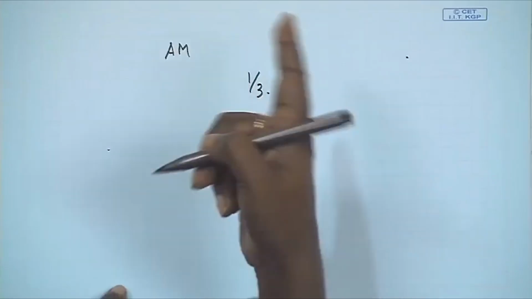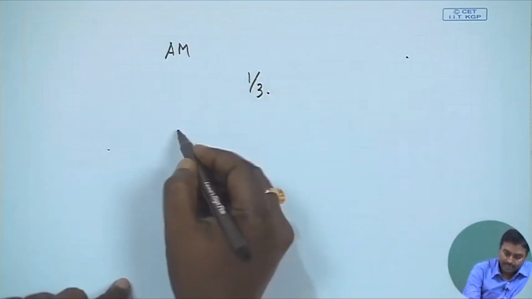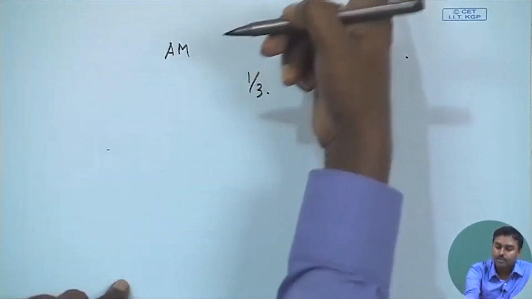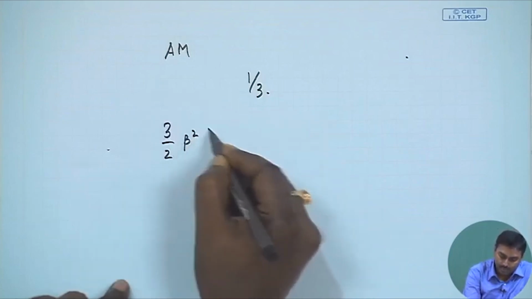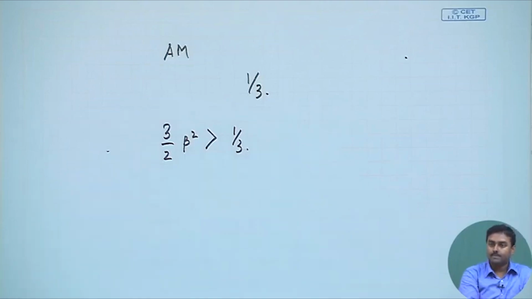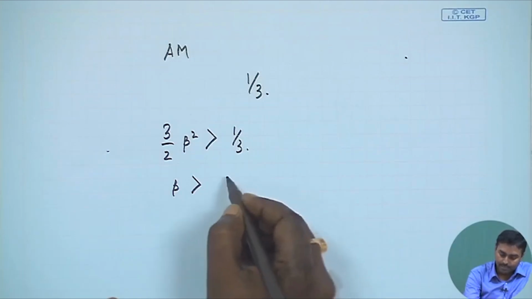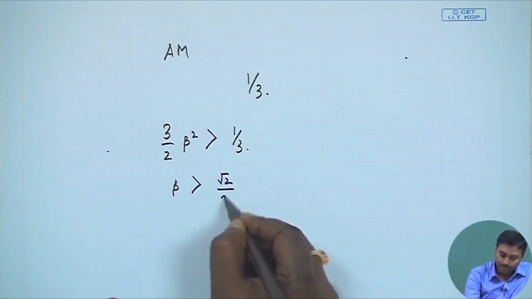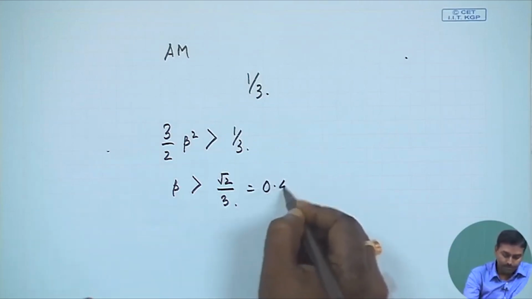What was the best FOM, figure of merit, that we could get for AM? That was 1/3, we have proven with a tone modulation. So, we can write that if this has to be anything better than this 1/3, my 3/2 β² must be greater than 1/3. And then immediately I can get a β which must be greater than √2/3, which comes out to be some 0.471.